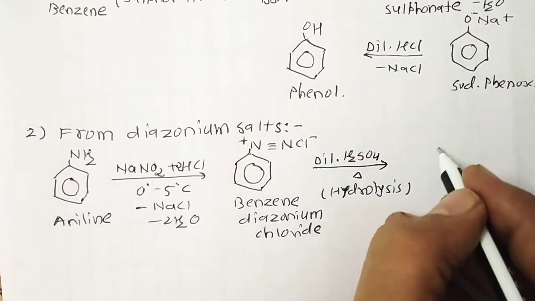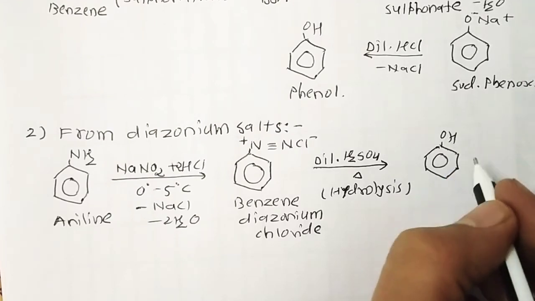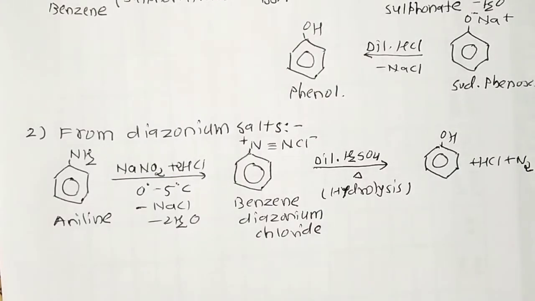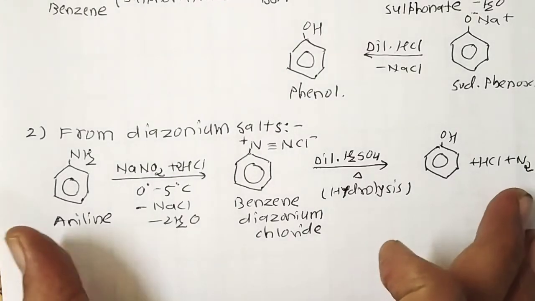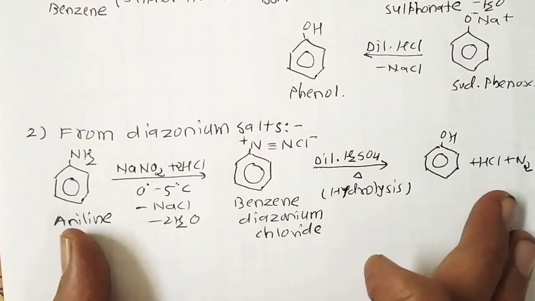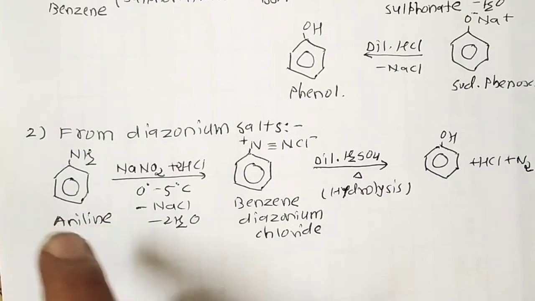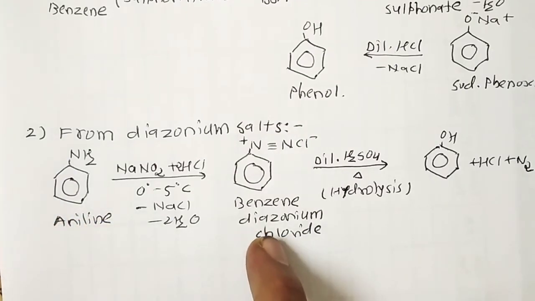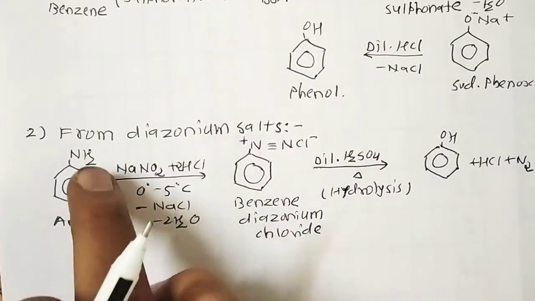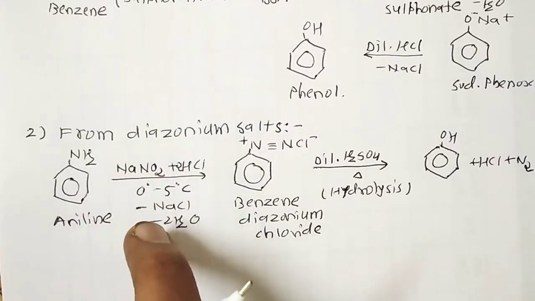Okay, which gives phenol plus HCl plus N2, right? So this is one of the most convenient methods for the preparation of phenol, but mind well, it starts from aniline. Here a diazonium salt is formed by treating this primary aromatic amine, aniline, with nitrous acid, NaNO2 plus HCl, at 0 to 5 degrees centigrade temperature.